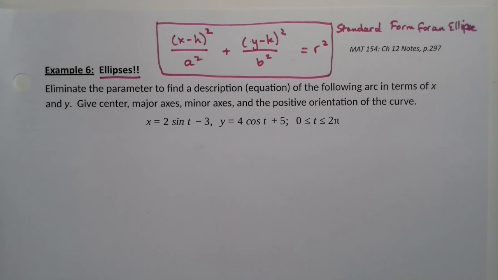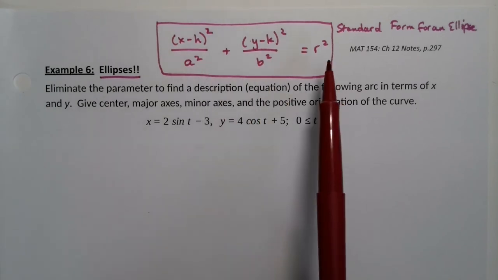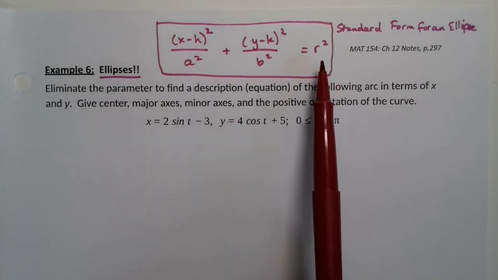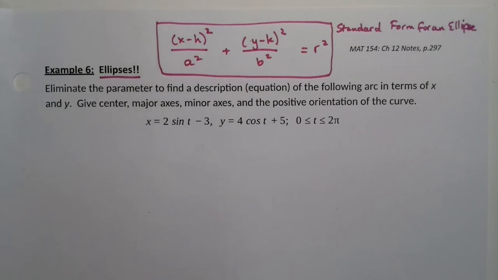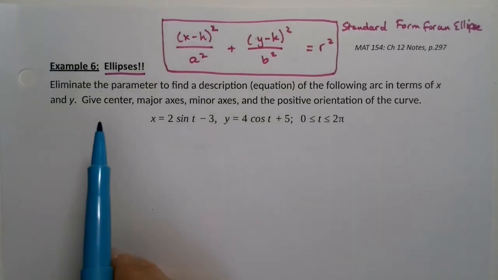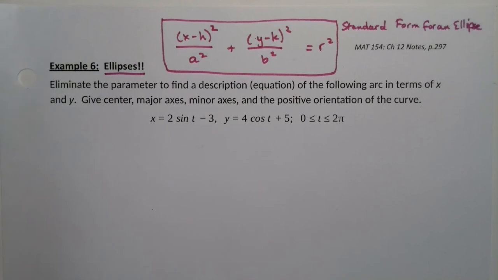So it's sort of like a circle because it has a center, but it doesn't really have a radius. It has an axis, a major axis and a minor axis. We'll get there. All right, so let's eliminate the parameter for this problem to find a description equation of the following arc in terms of x. Well, we kind of know it's going to be an ellipse, but let's prove it.